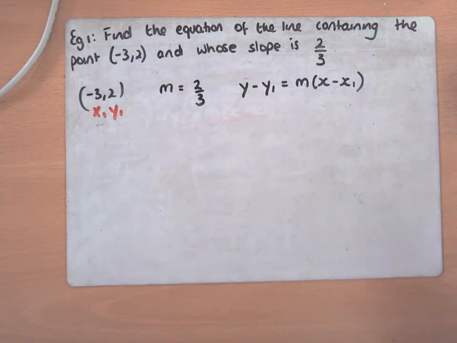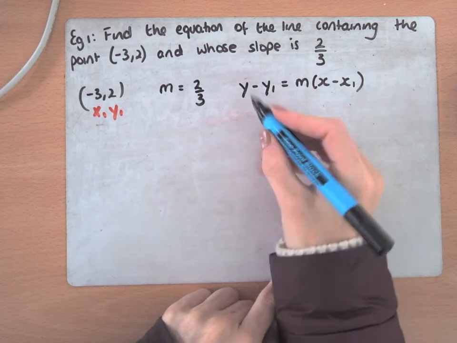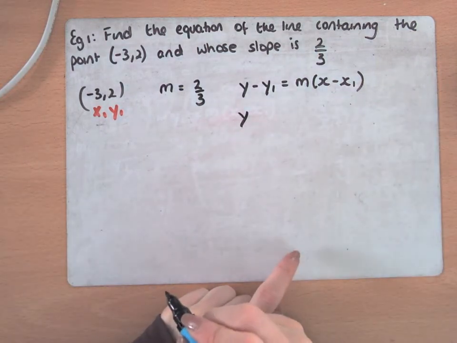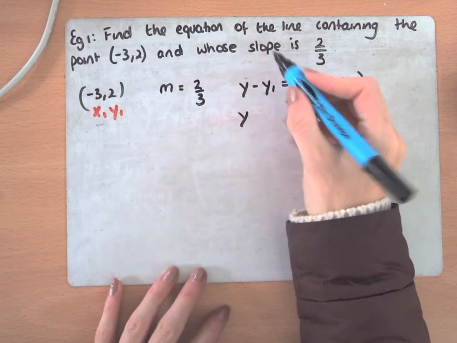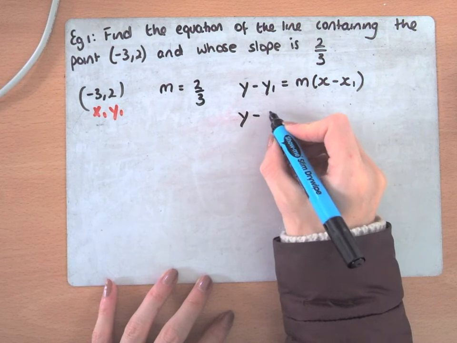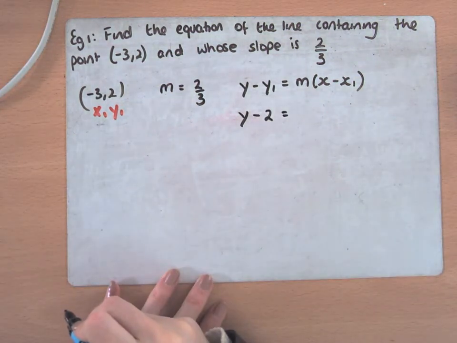Now you told me an equation of a line has what in it? An x and a y. So an x and a y must be in your answer. So do you see that y? He's just y. Okay? Then you say y minus y1. What's y1 in my question? 2. Brilliant. Equals, what's m?